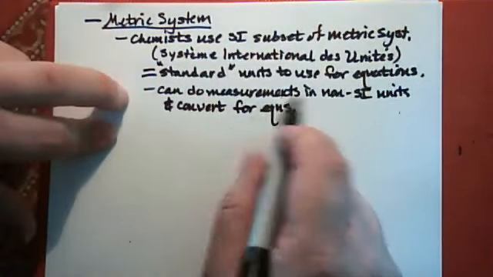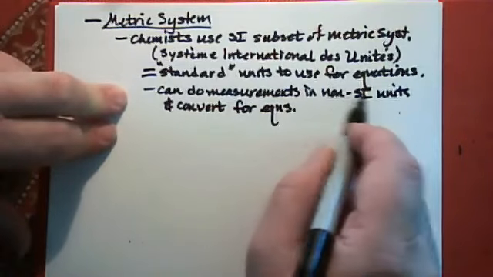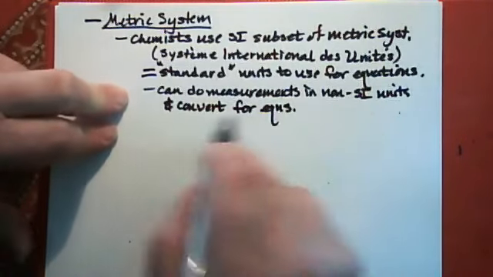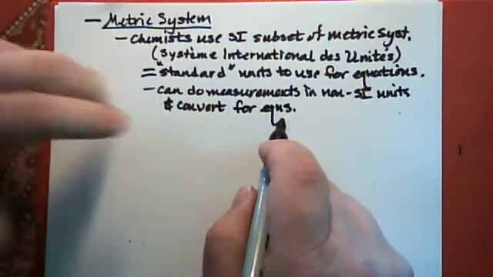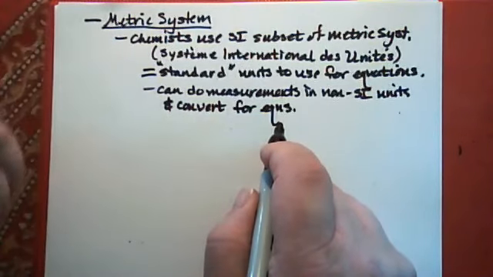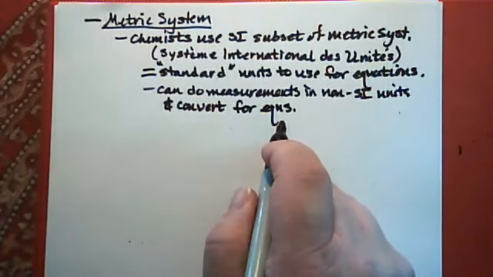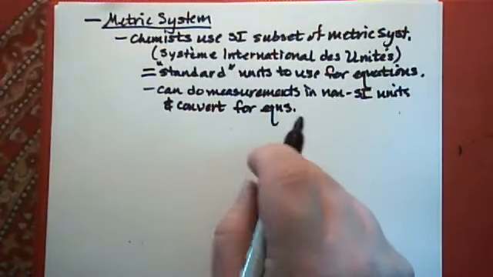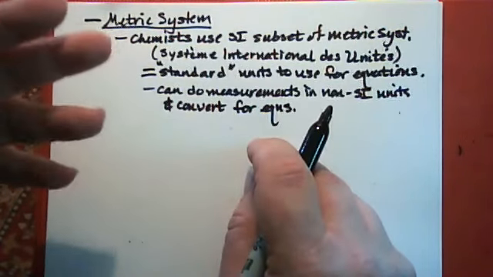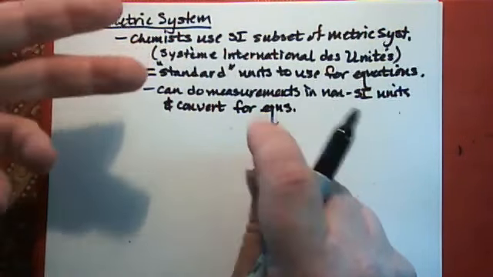Now, so as I said, we often use non-SI units, whatever units are most convenient, and then convert them to SI units if we have to use them in an equation. If you don't have to use them in an equation, then actually using non-SI units is okay.